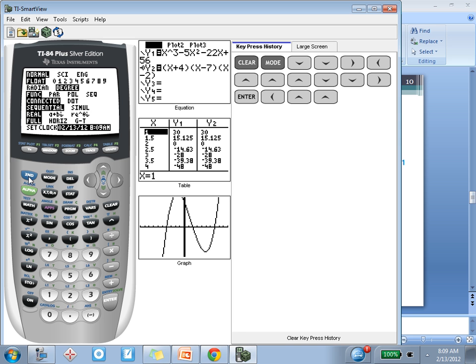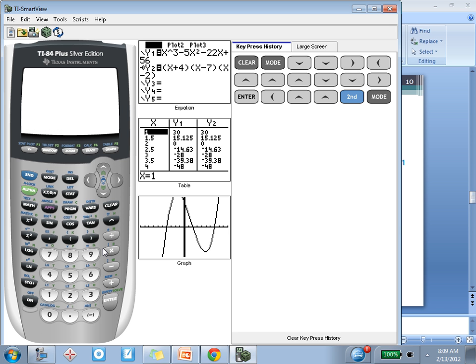Let's quit out of this. So to get out, hit second, which mine is blue, so then it's all the blue numbers. And then hit mode again, so you see the quit above it. So hit second quit, and it'll go back to your home screen. Everybody on your home screen? Okay. Now what was my problem?